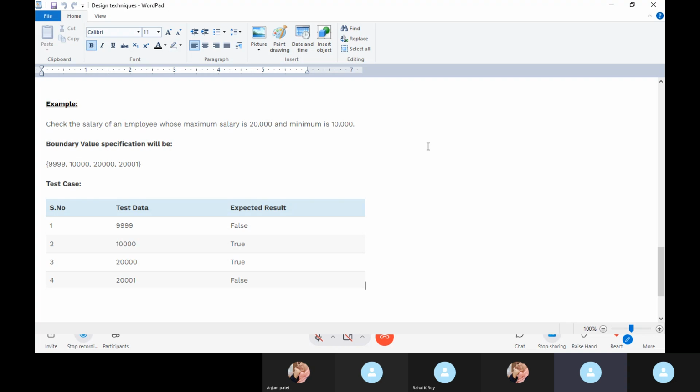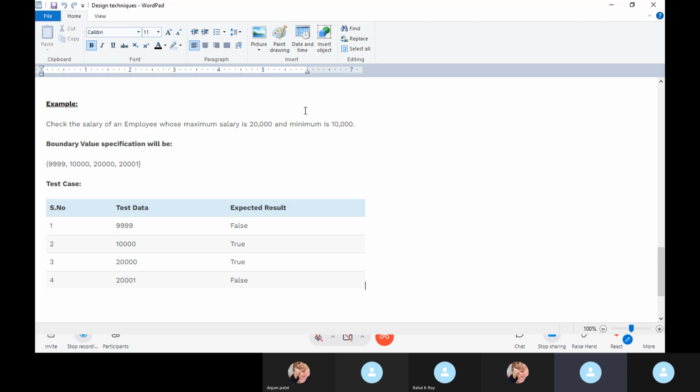You want to write a test case where you have to check the salary of an employee. Minimum should be 10,000 and maximum should be 20,000. So a list will be generated for those employees who have a salary between 10,000 and 20,000. What will be the boundary condition? How will we decide the boundary? The boundary condition can be decided when we think about the negative scenario.